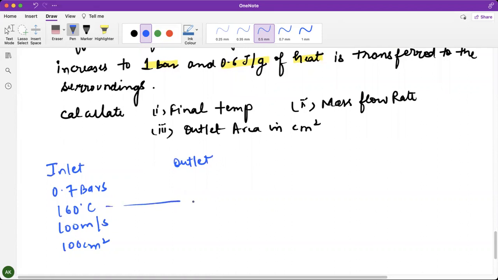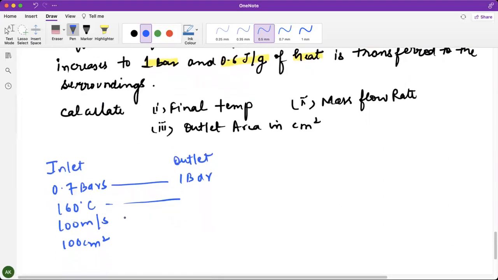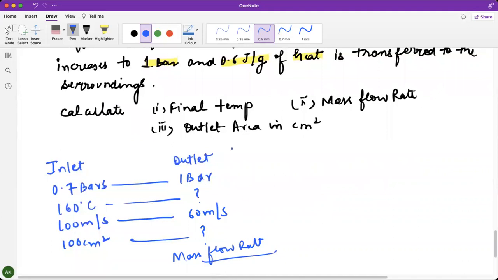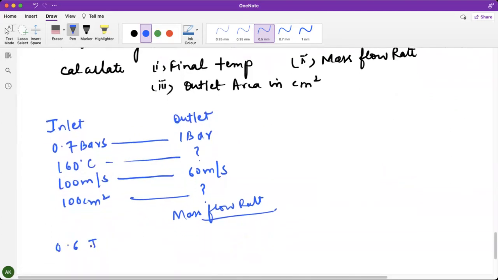At the outlet, we are given the pressure is increased to 1 bar. Velocity is reduced to 60 meters per second. Outlet area we need to find out. Final temperature we need to find out. Also, we need to find out the mass flow rate. Also, we are given that 0.6 joules per gram of heat is transferred.